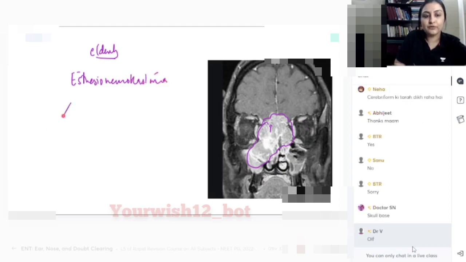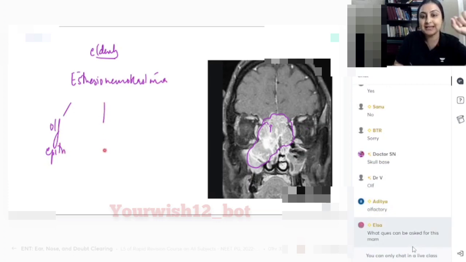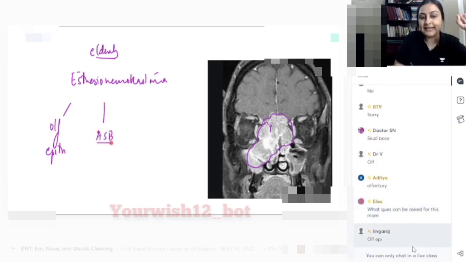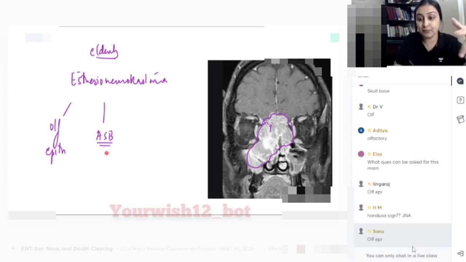It arises from the olfactory epithelium, right? So olfactory epithelium से arise करेगा. It tends to involve the anterior skull base through the cribriform plate. वही बता रही हूँ. It can go into the cribriform plate.